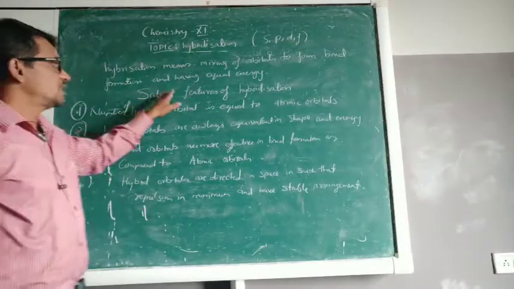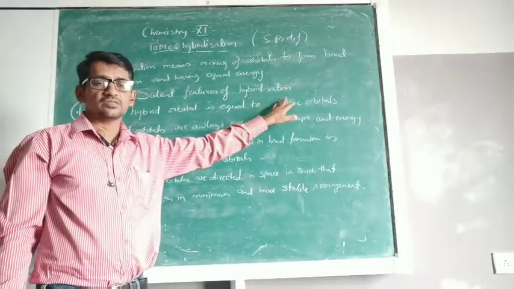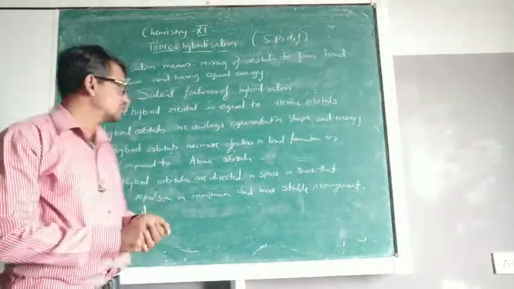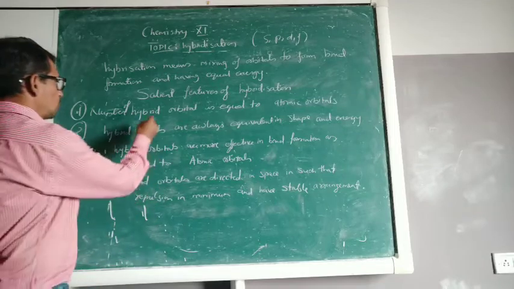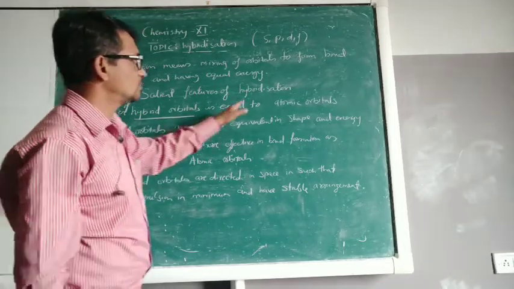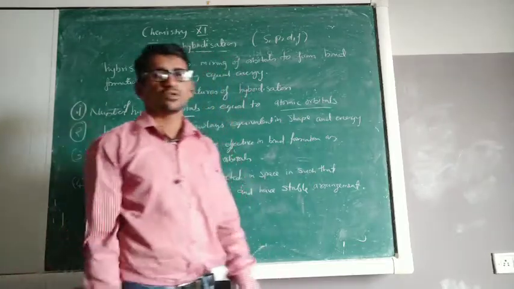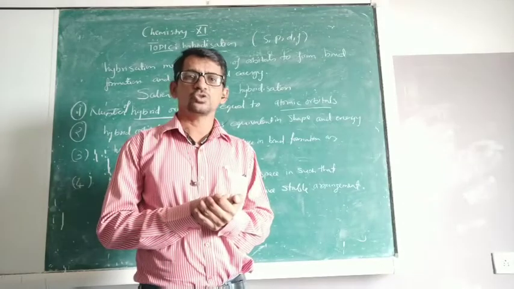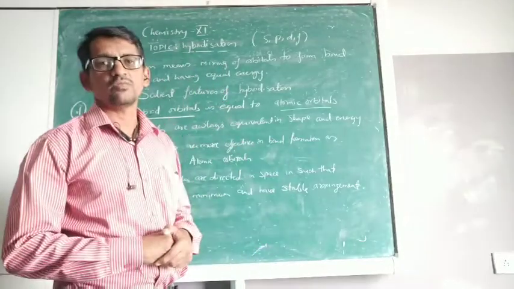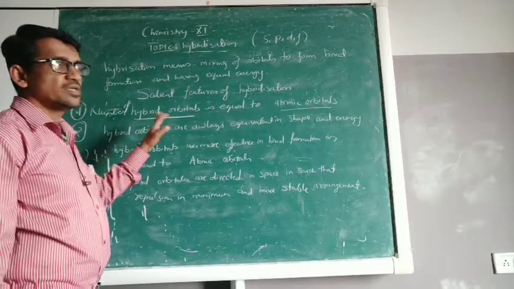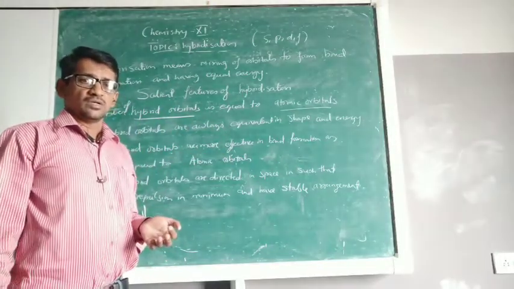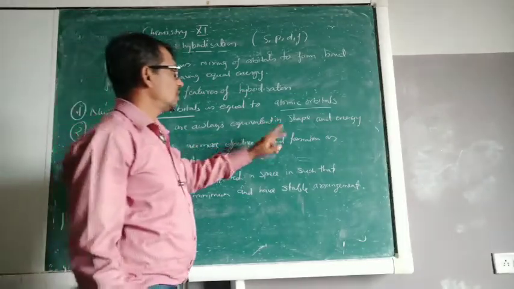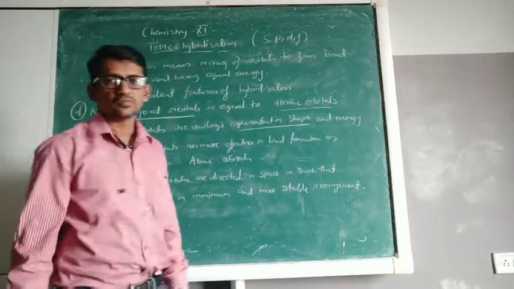Now the salient features related with hybridization, when hybridization takes place. First one, the number of hybrid orbitals is equal to the number of atomic orbitals. Means whatever atomic orbitals are involved, suppose the atomic orbitals involved are 2, then the hybrid orbitals will also be 2. Second, hybrid orbitals are always equivalent in shape. Their shape is equal and energy is equal.